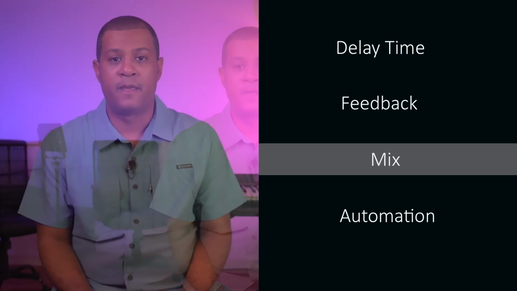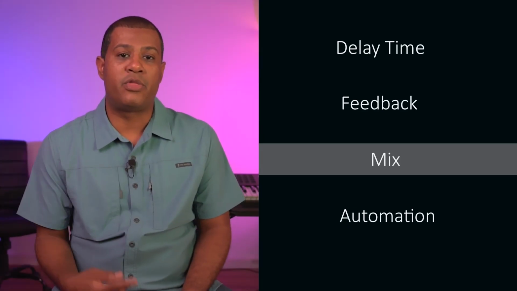Okay, now let's talk about topic number 3, which is the mix. The mix is important because it's adjusting the volume between the original signal and the delay signal. So that's the difference. It's basically saying how much of the original signal do you want to hear versus the delay signal. The way this is done is you're going to want to start off with a very high mix so that you could hear what the delay is doing.